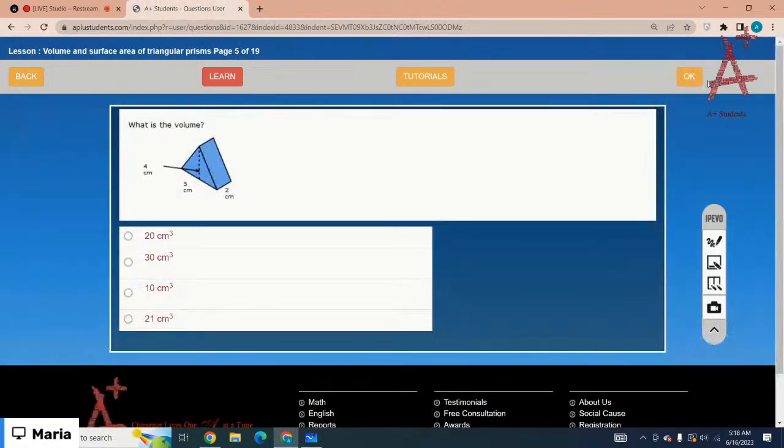Okay, what is the volume? Which is the correct option? It would be 5 times 4 is 20, 20 times 2 is 40, and 40 divided by 2 is 20 centimeter cube. Got it?